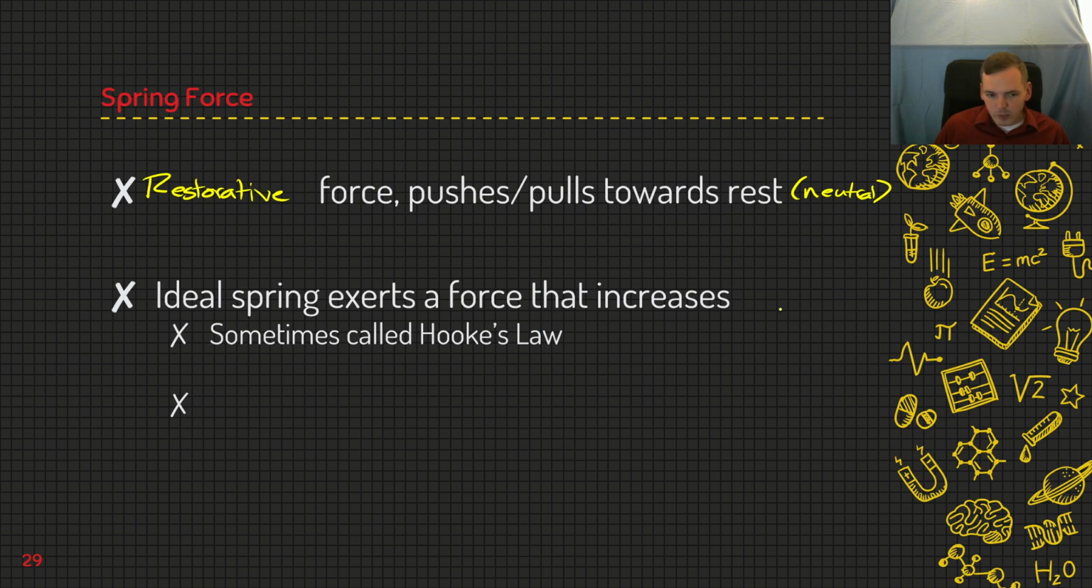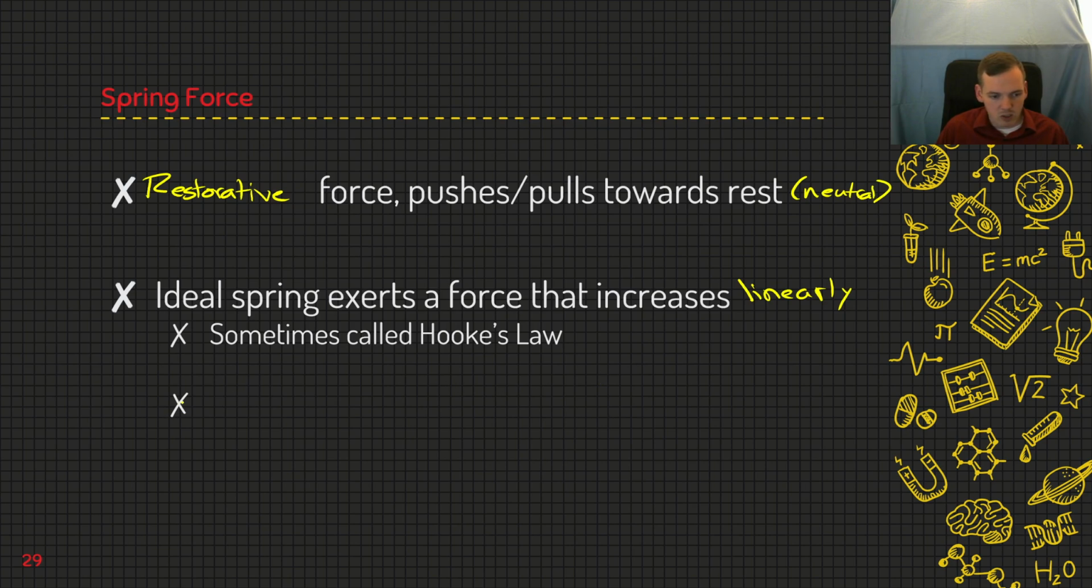An ideal spring is one that exerts a force that increases linearly. So if I pull it twice as far, it pulls back twice as hard. So the farther I stretch it, the harder it pulls linearly. If I pull it 1 meter, it's going to give some force. If I pull it 2 meters, it's going to give twice that amount of force. If I pull it 5 meters, it's going to do 5 times the amount of force.